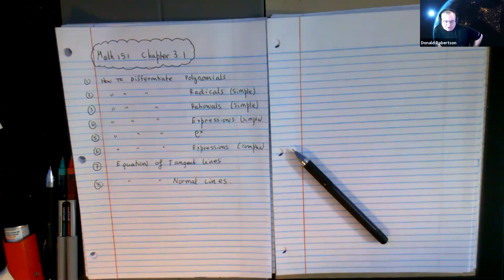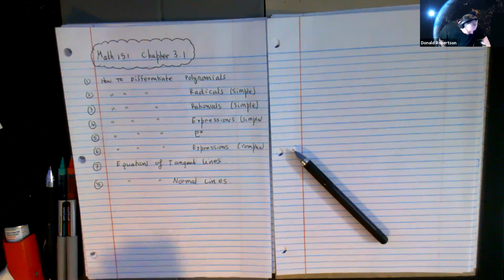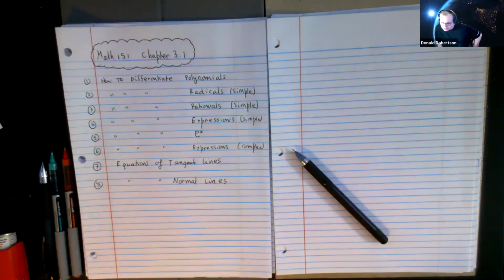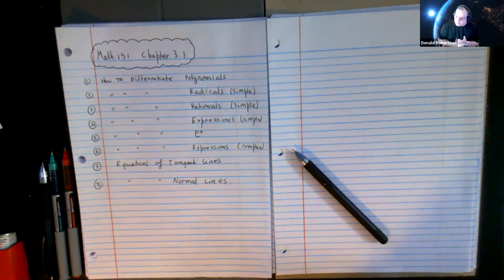No more limits as x tends to 0, or no more limits as x tends to a, right? We're going to do it using various shortcut rules. And starting at 3.1 and progressing for most of chapter 3, we're going to look at how to find the derivative, right? The function that tells you the slope of the tangent line at any given point, how to find that by using various formulas and rules.